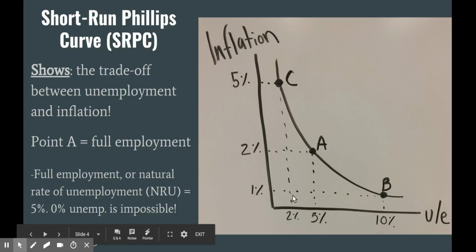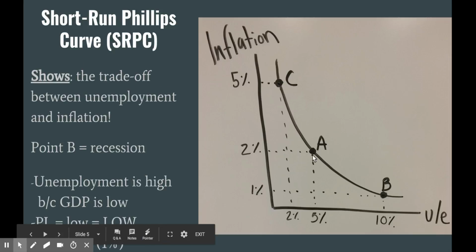So 5% would be very high inflation, and 10% would be very high unemployment. Well, here these would be on the lower end. So point A represents full employment. This is our ideal location because inflation is 2%, which is our goal, and unemployment down here is at 5%, which is also our goal. 2% unemployment would be too low, 10% would be far too high. So this is the happy spot right here in the middle.